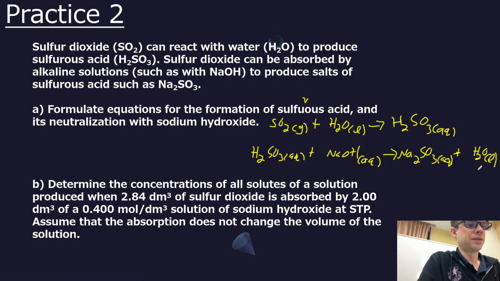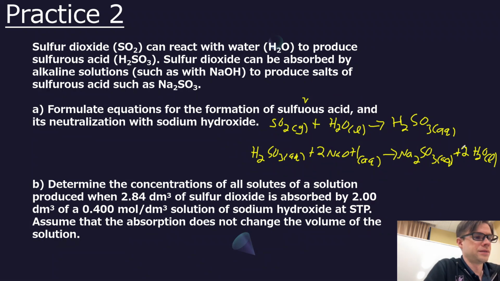Okay, is this balanced? No. Sulfurous acid has 2 protons, 2 H's on it, and they will each need to combine with an OH from sodium hydroxide to be neutralized. So we'll need 2 of these for sure. We also need those 2 sodiums to balance. And this will instead produce 2 water molecules instead of just 1. So that's the way to balance this.